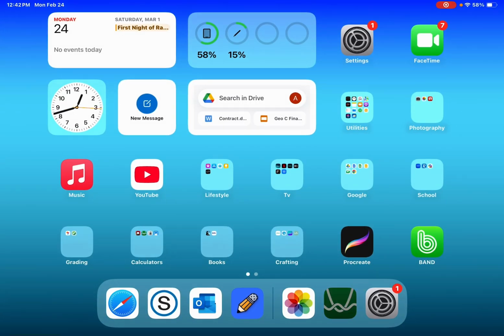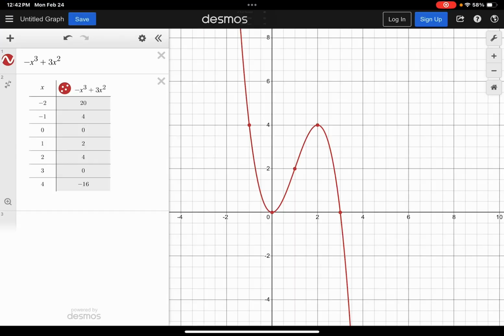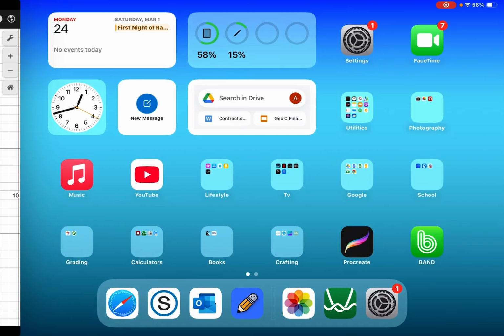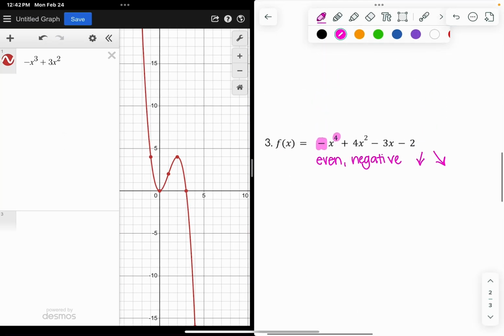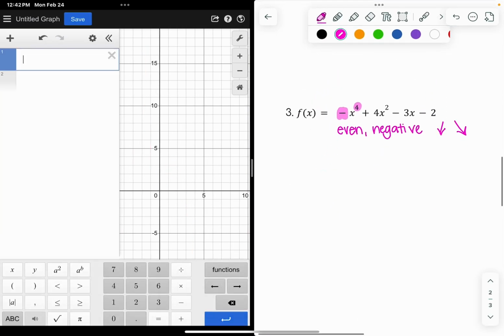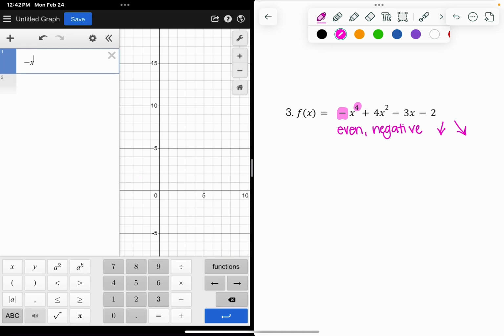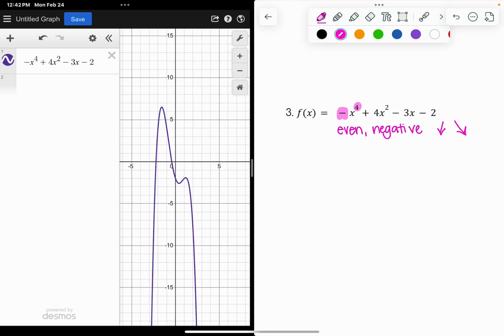Now if I open Desmos back up, let's do my split view here again. And I type in this function, we've got negative x to the 4th plus 4x squared minus 3x minus 2. Here's what my graph is looking like.